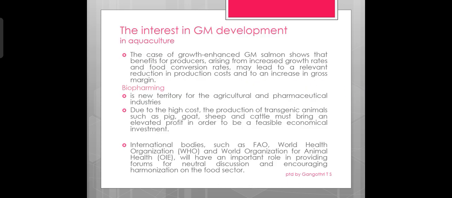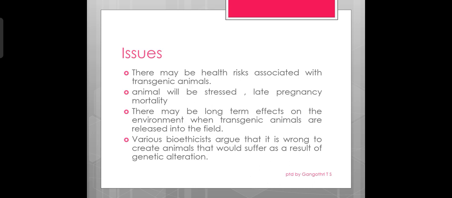International bodies such as FAO, that is Food and Agricultural Organization, World Health Organization, and World Organization for Animal Health will have an important role in providing forums for neutral discussion and encouraging harmonization in the food sector. Animals such as mice and pigs need to be genetically modified and bred to produce animals for biomedical research, which gives rise to many animal welfare problems and issues.